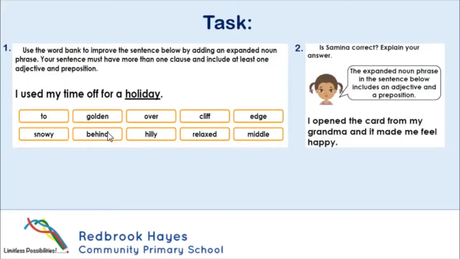Okay, so we've got the sentence, I used my time off for a holiday. Now, the holiday there, we know that's the noun. It's underlined for you, so we want to expand that. Now, when it says that we want more than one clause, we're talking about having more than one subject within that. We sometimes use clause to talk about a sentence, but sometimes we can have a subordinate clause, which is a clause that wouldn't make sense on its own, or we can have an independent clause, which can be a sentence that does make sense on its own.